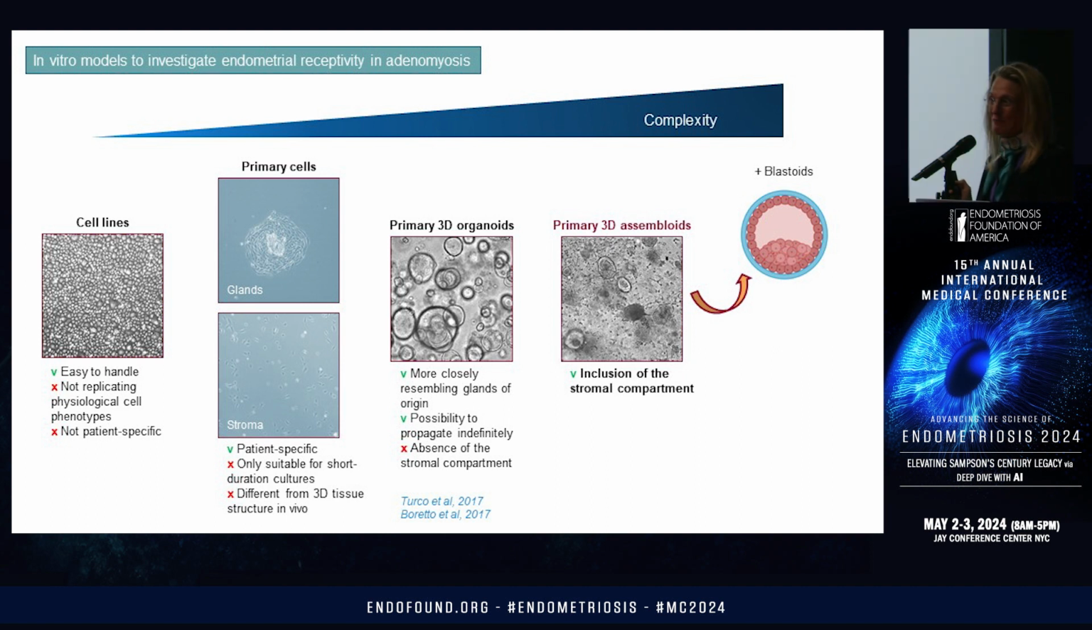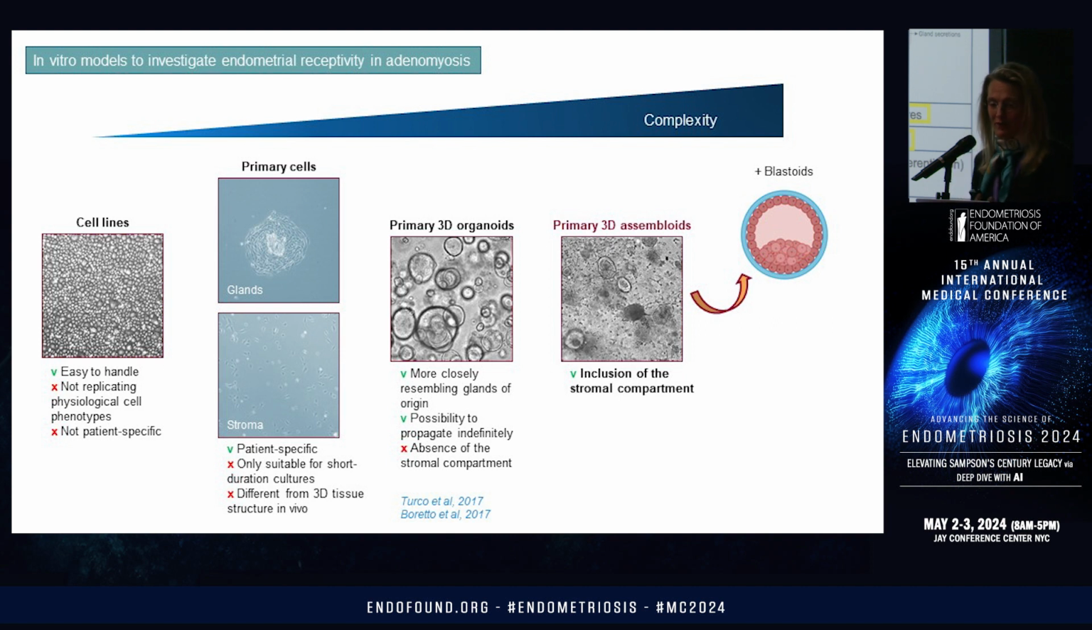And a negative point is that, as I said, these are glands. So what we miss here is a stromal compartment. And I've just demonstrated to you that the stroma is also very important in the receptivity. So nowadays, we are trying to develop primary 3D assembloids, which means we assemble these organoids, glandular cells, with stromal cells. And then only we will be able to later have a good in vitro model for the blastocyst implantation.